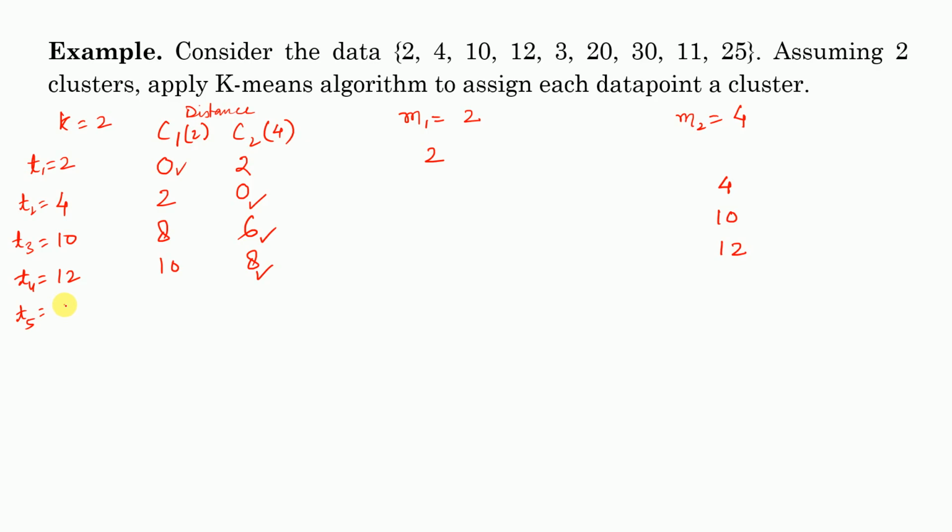T5 equal to 3. So distance of 3 from 2 is 1, and from 4 it is again 1. As I told you, in case of a tie, it's your choice whether to assign this cluster number 1 or cluster number 2. So for example, I say I assign it cluster number 1. T6, this point is 20. So this distance is 18 and this distance is 16. So minimum is 16.